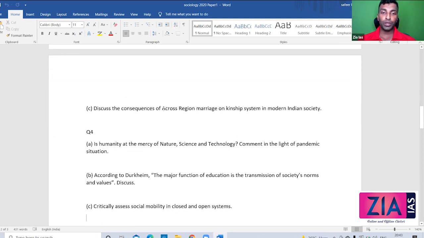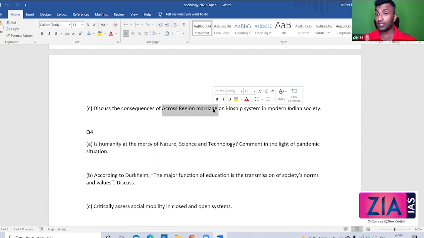Across region marriage. What you need to do here: it is because of skewed sex ratio, the brides are not available. That's the reason why even different region, different caste marriages are happening, especially in northern part of India. So we have a kinship system. There are certain rules which are followed in the kinship system, but that is different in different regions. South kinship system and north is different. If you remember that map we have drawn and discussed about Irawati Karve, right? We have discussed that different classification. So you need to tell how the established system is affected by these kinds of marriages.